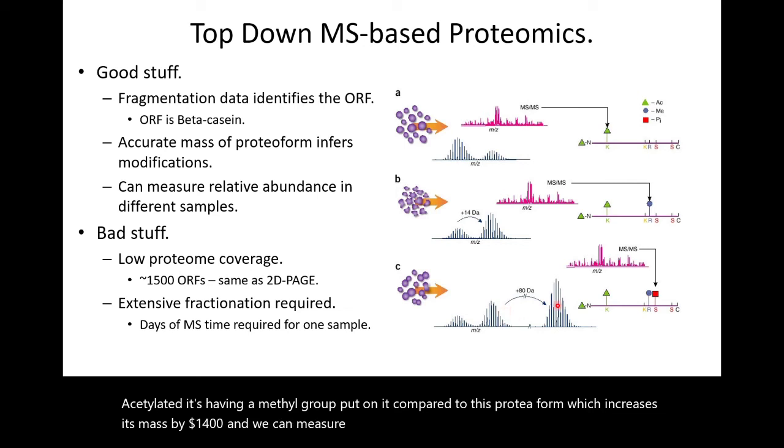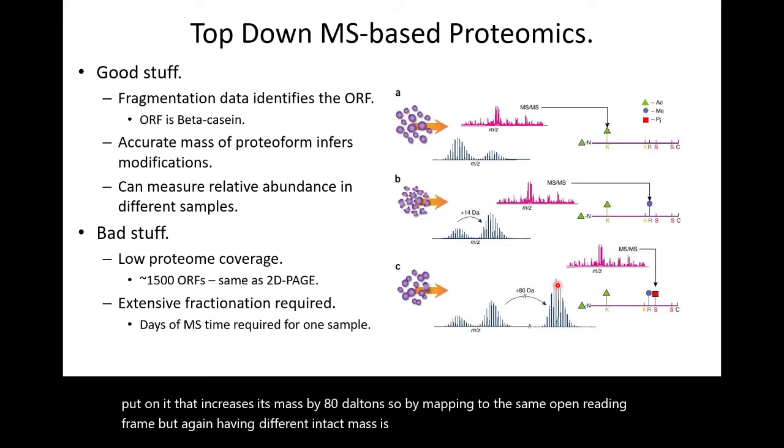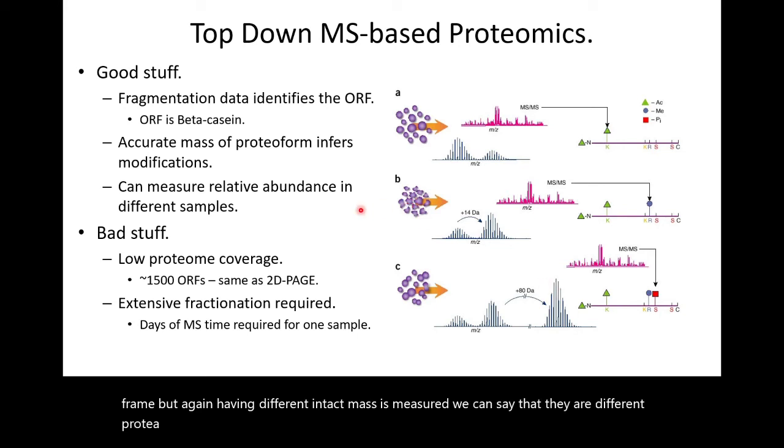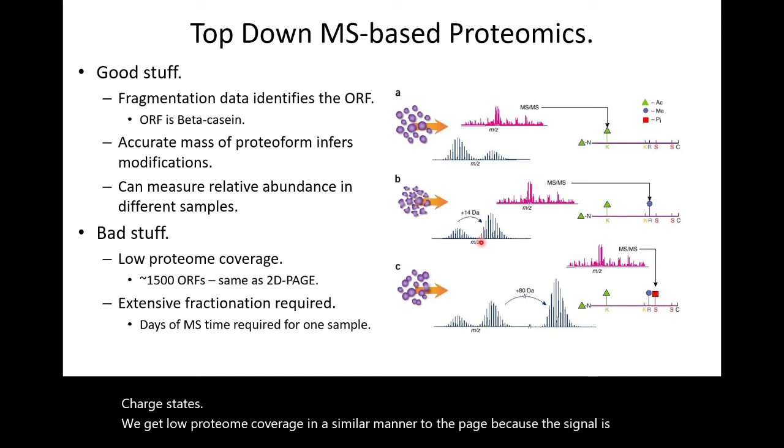This proteoform has also had a phosphorylation put on it that increases its mass by 80 Daltons. So by mapping to the same open reading frame, but again having different intact masses measured, we can say that they are different proteoforms. We can also measure the abundance by the height of these charge states. Again, we get low proteome coverage in a similar manner to 2D PAGE because the signal is spread out across numerous different charge states.